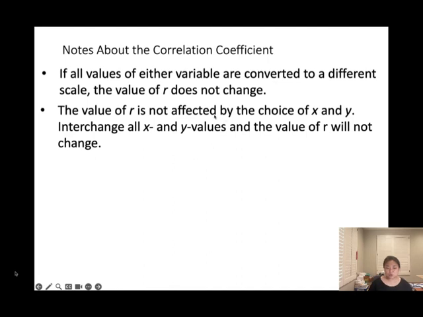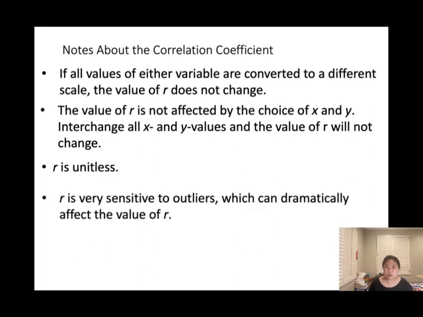Like we do have the weight and the height, right? If we switch it, use the weight as the X, use the height as the Y value, when you use your calculator to calculate the R one more time, the R will not change. Okay? R is unitless. We don't have any unit for the R. And R is very sensitive to outliers, which can dramatically affect the value of R.